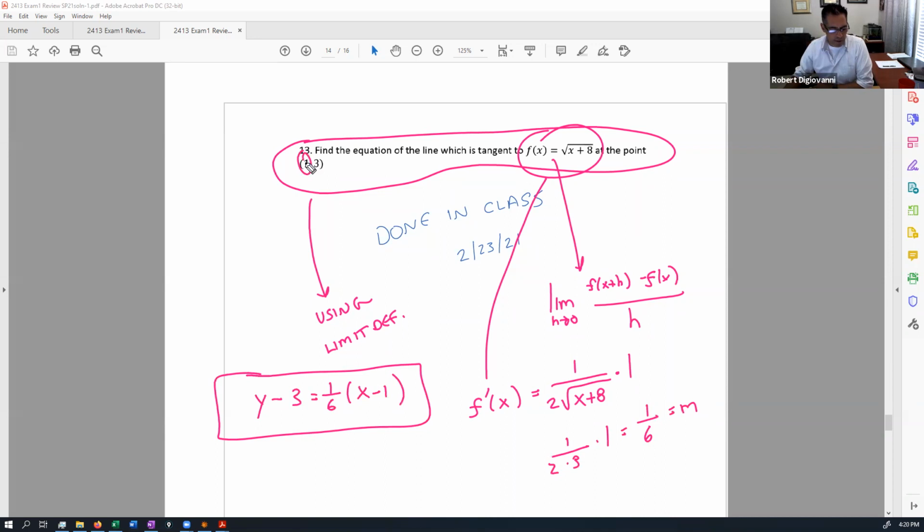The 1 and 3 came from here. So this is not the work I want to see, but this is the answer. You have to be able to get this answer using the limit definition.